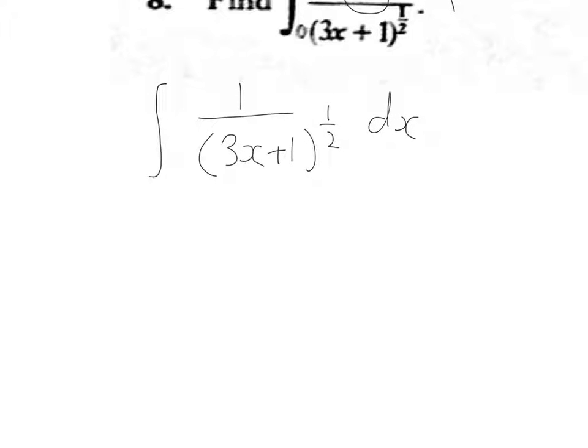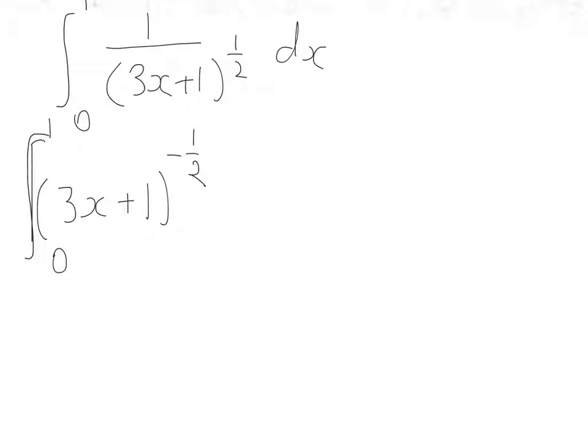I'm going to continue to prepare to integrate by bringing the bracket up. So using my rules of indices, (3x + 1) all to the power 1/2, I can bring that up, and that will be (3x + 1) to the power minus 1/2.